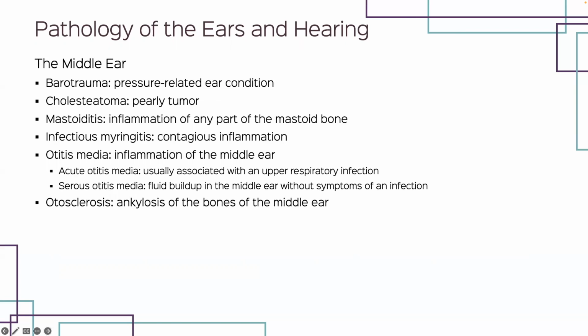Your middle ear is going to be from your eardrum up until that window. So then you're going to have barotrauma, which is anything related to pressure. Infectious myringitis is just some type of contagious inflammation of the eardrum. Otitis media is inflammation of the middle ear. It can either be acute, which is typically associated with an upper respiratory infection, versus serous otitis media, which has some type of fluid buildup that causes that infection.